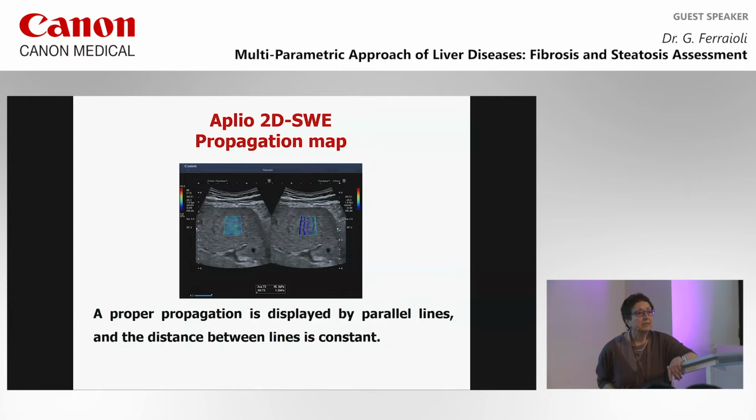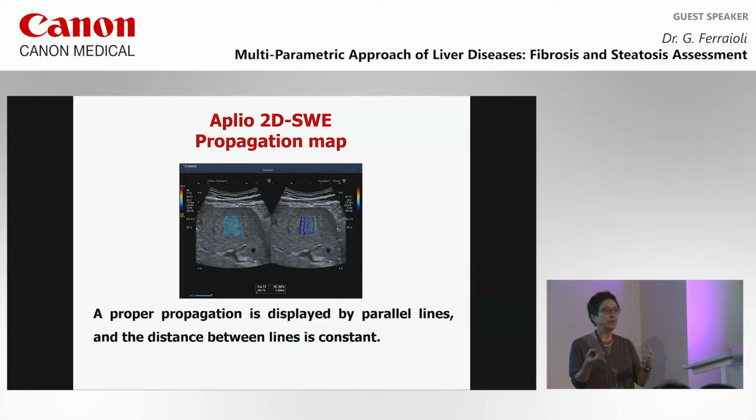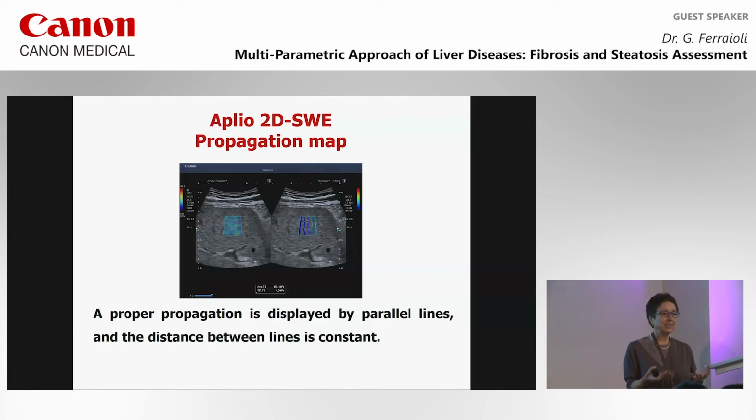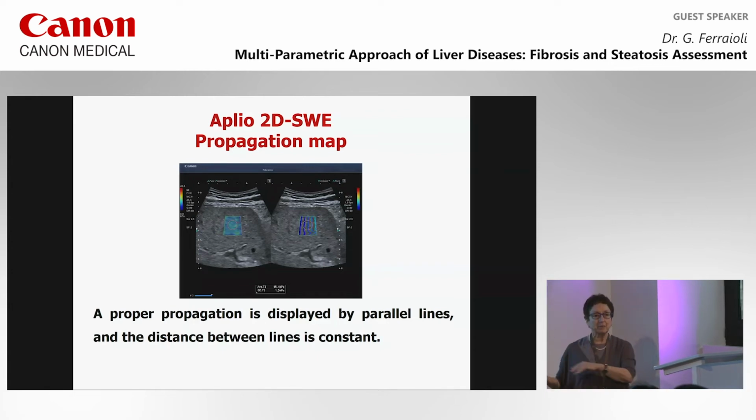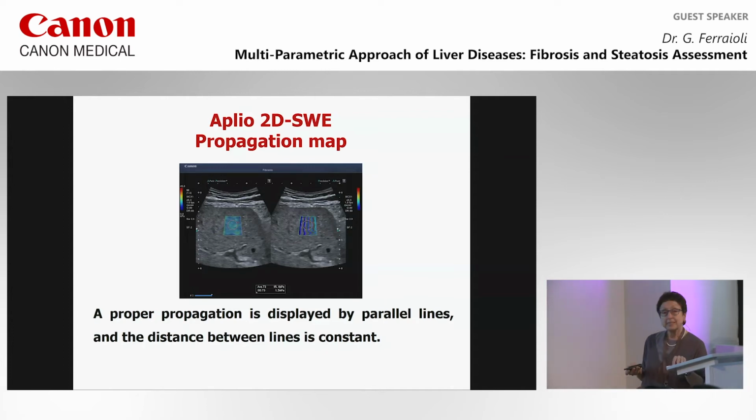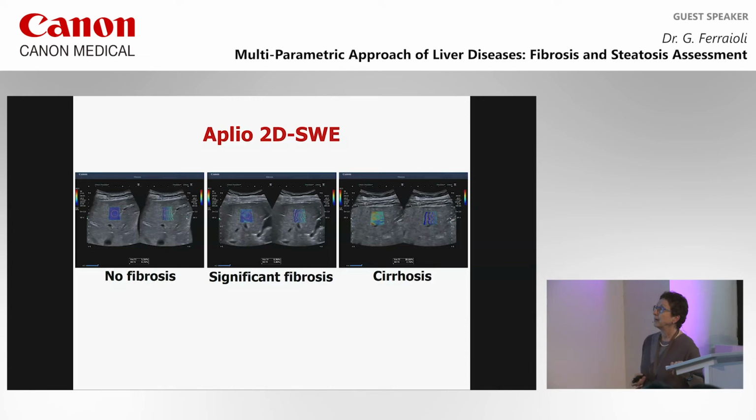It is important to have a guide when we perform a measurement with a system. And I have to say that Canon has a very reliable guide, which is very important: the propagation map. Measurements should be performed when the lines are parallel and there is the same distance between consecutive lines. This is very important because when we follow this criterion, the measurement is always reliable.